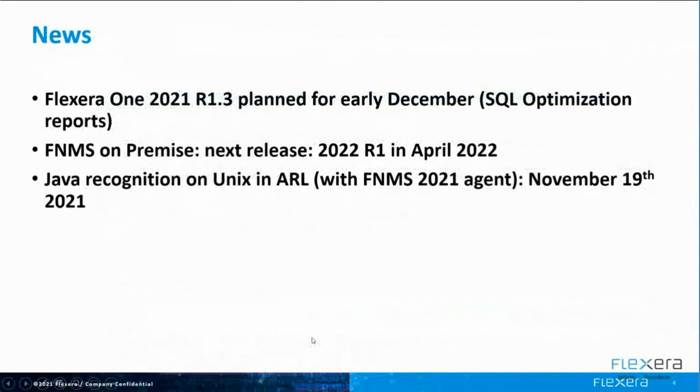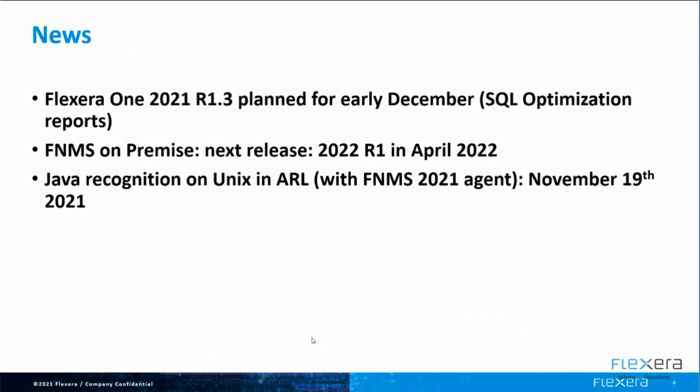Let's move on. On the news side, Flexera One 2021 R1.3, the cloud version of FlexNet Manager, is planned for early December. This version will include the SQL optimization report. Actually, there is only one report. The Windows Server optimization report will be in the next cloud version, which is planned for January. So you will get 2021 R1.3 in early December, and then in January, the next cloud version.